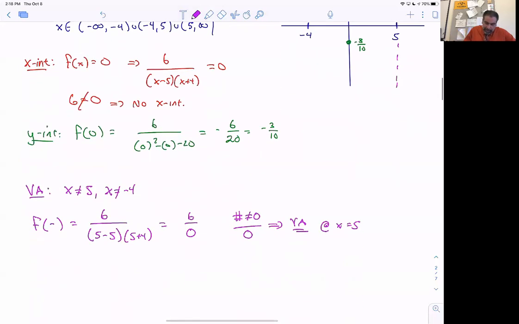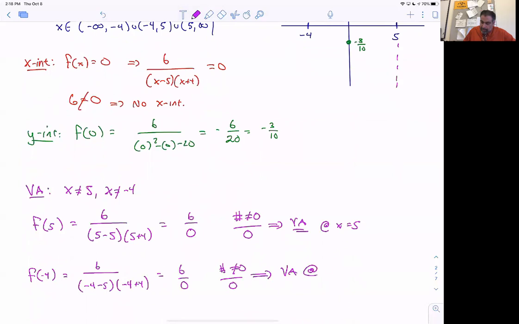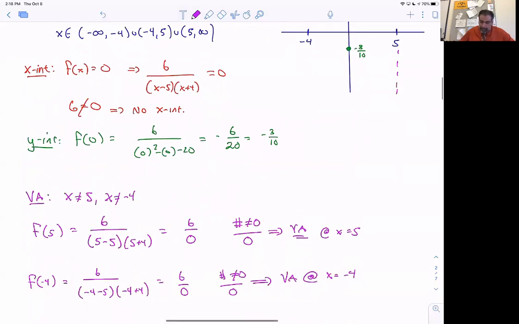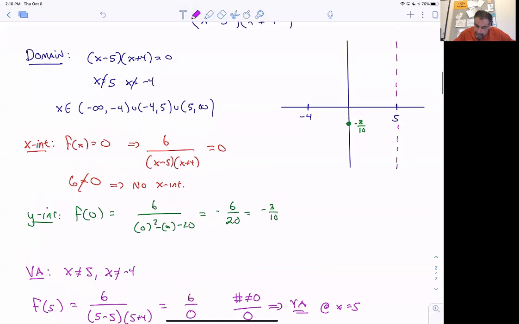I'm going to do the exact same thing. I'm going to plug in -4 this time. So this time I'm going to get 6 over -4 minus 5 times -4 plus 4. When we work that out, we are going to get 6 over 0. Again, that is a non-zero number over 0. That means we have a vertical asymptote, and that's at x equals -4. So I'm going to go back up, and I'm going to put that one in.